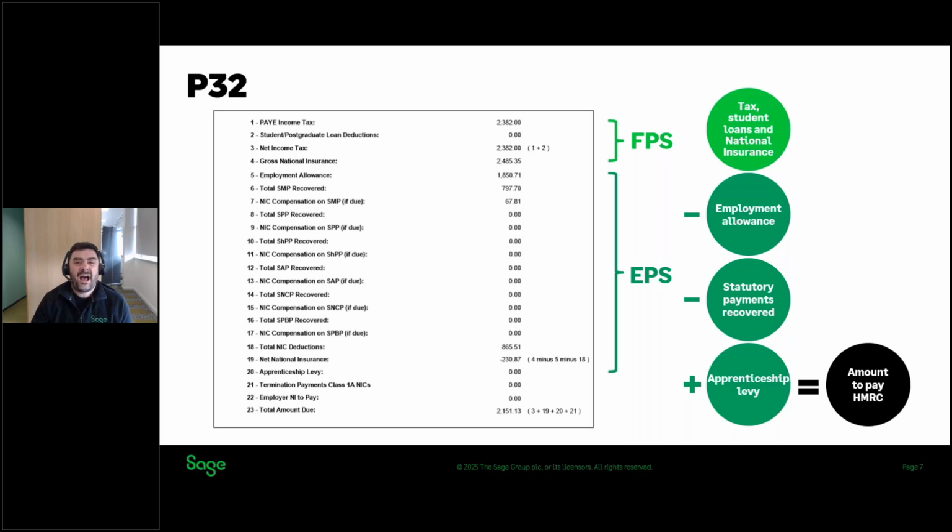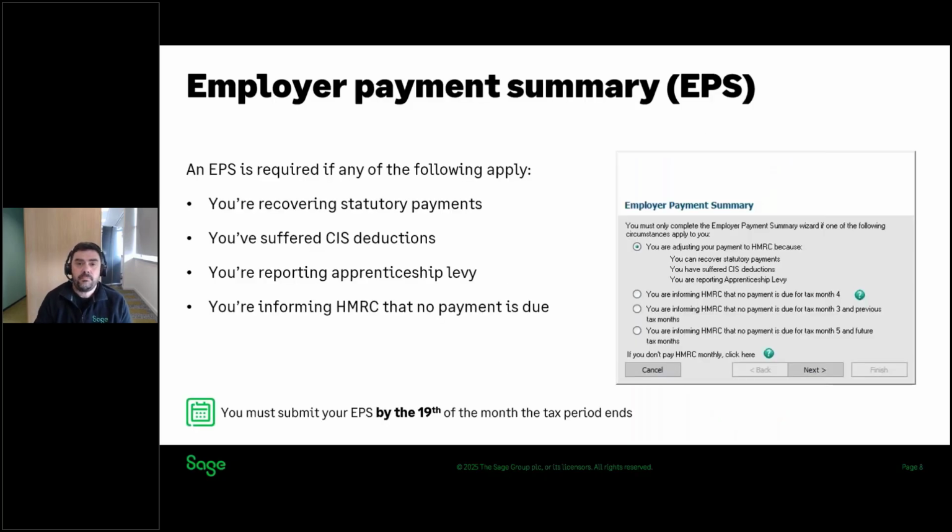So we're going to take a look at how to run this report and where some of the details are then saved in your software if you ever need to go back and check previous months. But if you do need to send an EPS at the end of the month, that's another one of the tasks you'll need to complete. This needs to be done by the 19th of the following calendar month. So the month after the tax month ends. And it is required if any of the following apply.